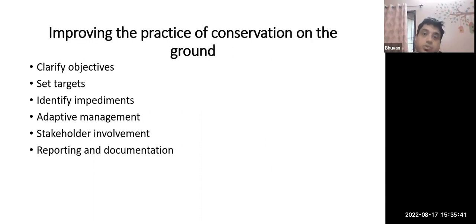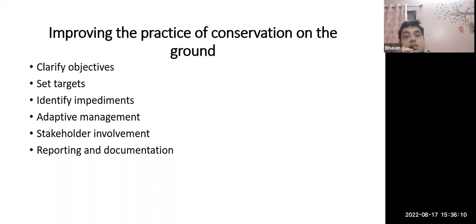Next is improving the practice of conservation on the ground. So basically, this talks about grassroots level conservation strategies. We have all talked till now about the policy matters, and also how our laws should be protecting the agro biodiversity. Now this point talks about how to bring these policies and implement them on the ground level.